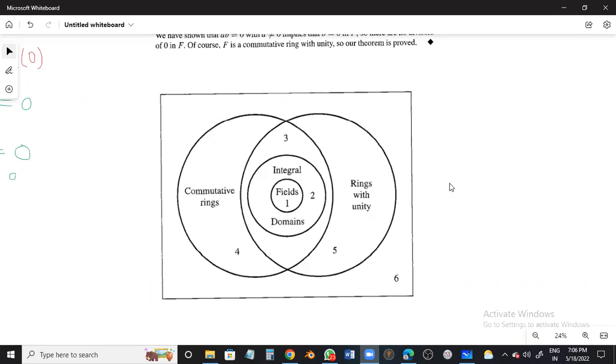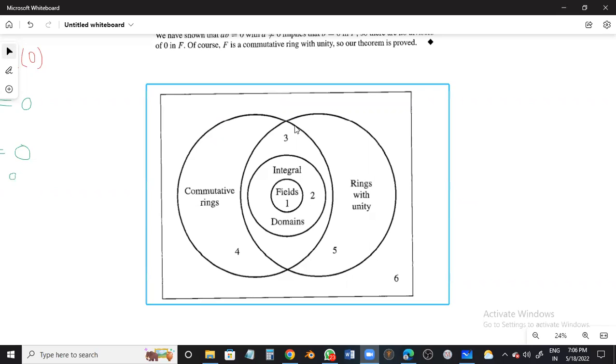Okay, welcome back to the lecture. We have seen this figure earlier. What this diagram tells us, we talk about ring. Ring may have unity, may not have. Ring may be commutative, may not be.